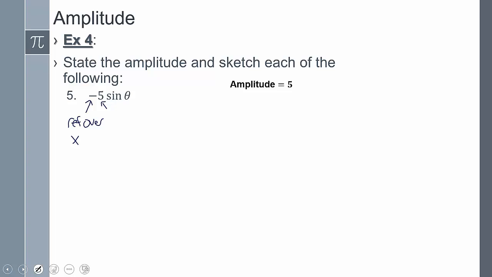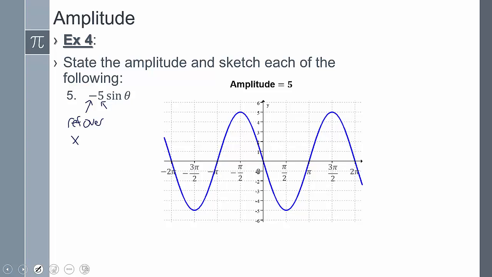It means reflection. Normally, the graph does this. But because we have that negative there, it got reflected down, it got reflected up.